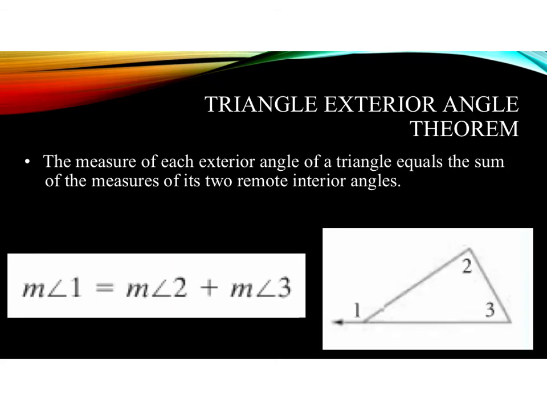And the last thing we're going to look at is the triangle exterior angle theorem. It says that the measure of each exterior angle of a triangle equals the sum of the measures of its two remote interior angles. So if you look at this picture, let me switch my color here. Angle 1 right here is going to be the same as the sum of the measure of angle 2 and the measure of angle 3.